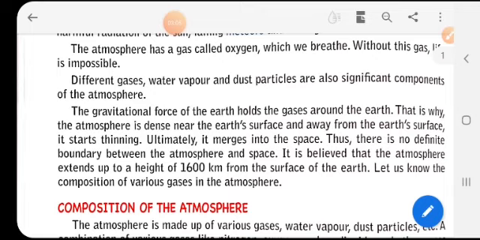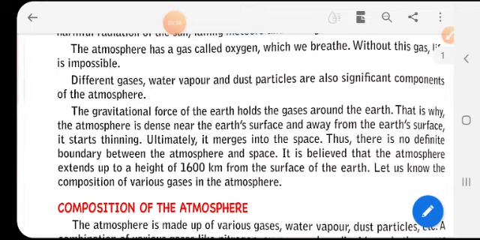That is why the atmosphere is dense near the Earth's surface, and away from the Earth's surface it starts thinning. As you go higher and higher above the Earth's surface, the atmosphere level decreases. The atmospheric pressure gradually decreases, and when you reach a greater height, you will find difficulty in breathing, as there is a less dense atmosphere.